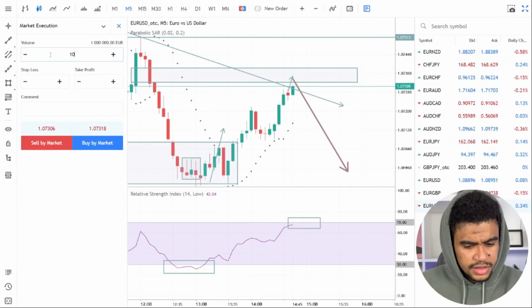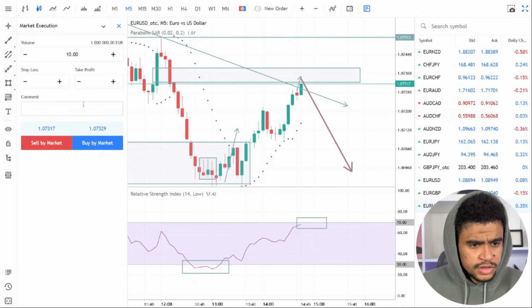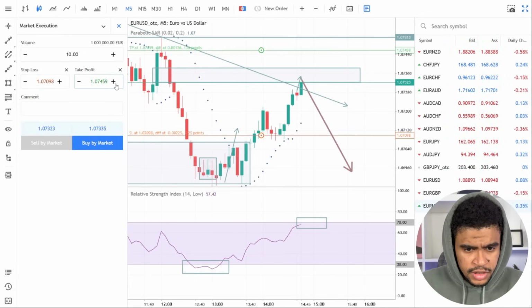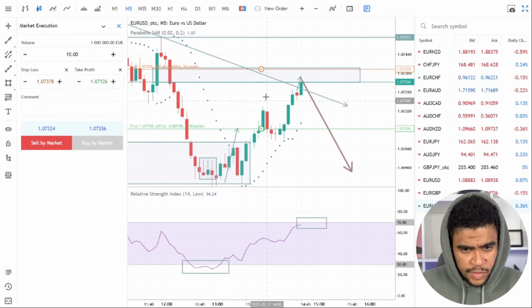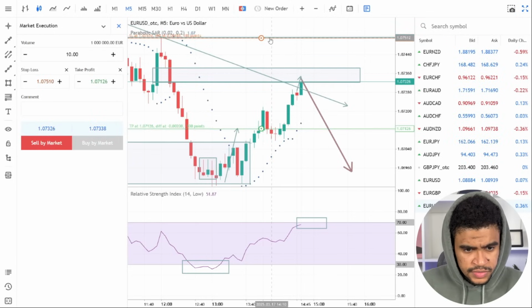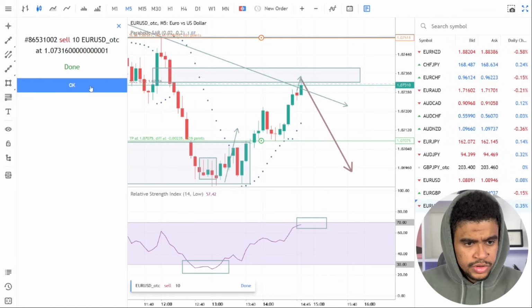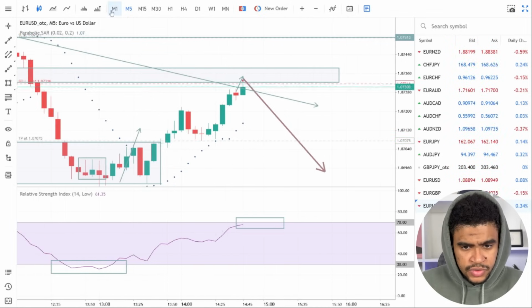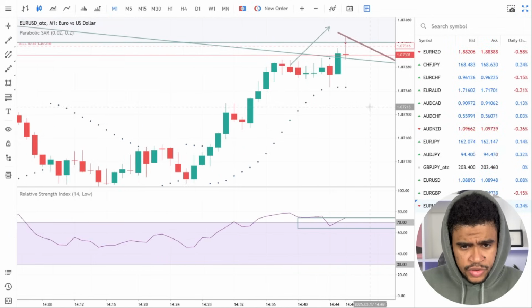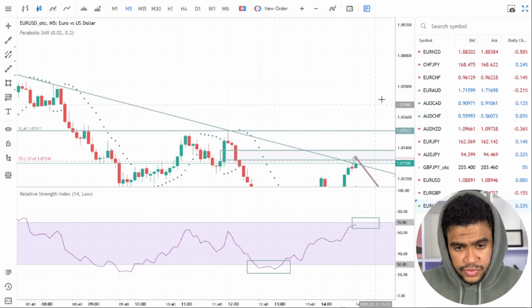Let's place 10 lots here. Stop loss, take profit. Stop loss is going to be above, take profit below. Let's place it right here, and take profit we're gonna place at the support level. Let's open short position, just as the price entered our magnet zone here, and also establishing itself as a fake breakout after breaking through trend line.